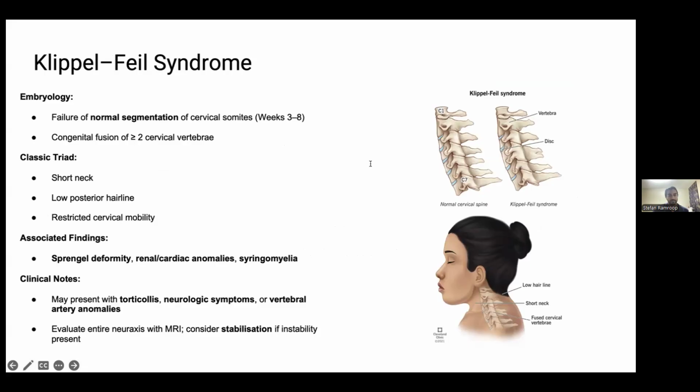Because of the abnormal vertebral motion above and below the fused levels, these patients often develop instability and degenerative changes at adjacent segments. They also have a high rate of associated anomalies, so that includes Sprengel deformity, which is an elevated scapula, renal anomalies, congenital heart defects, and syringomyelia. From a neurosurgical perspective, the key concerns would be cord compression, vertebral artery anomalies, and careful planning for any posterior fossa or spinal procedures due to an altered bony anatomy.